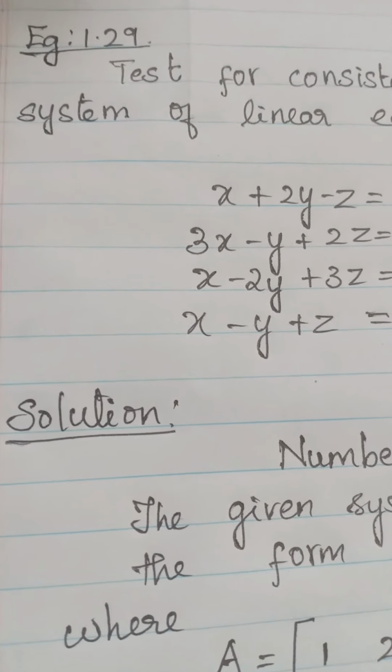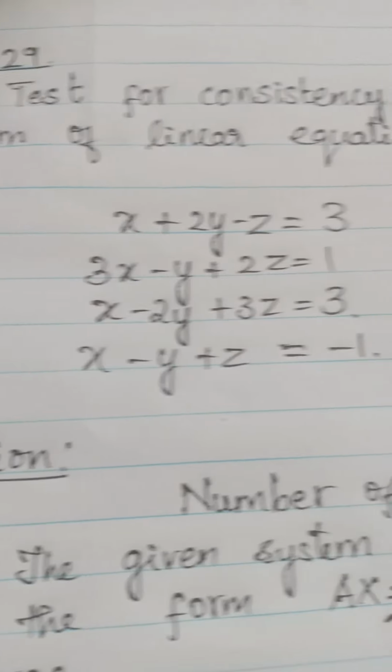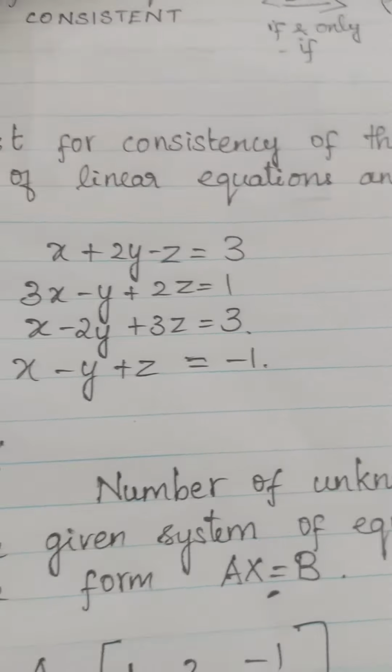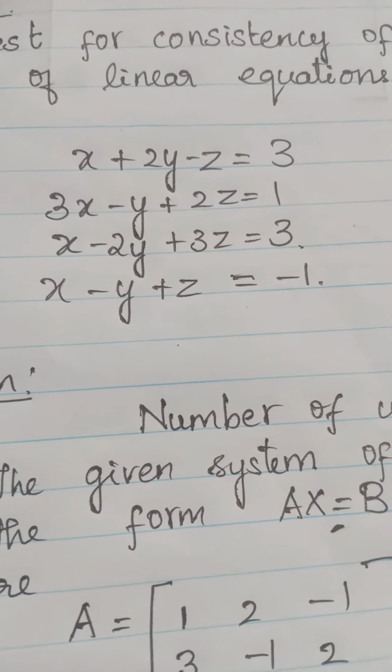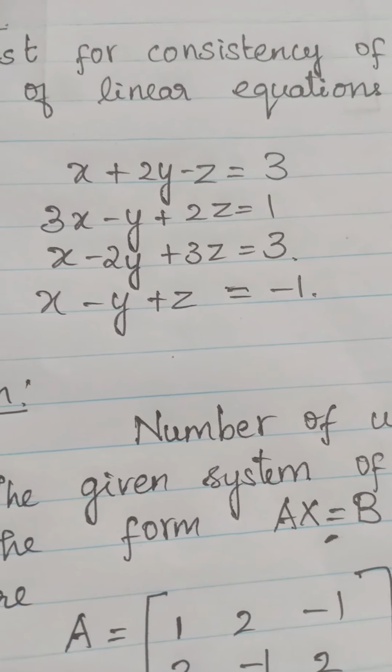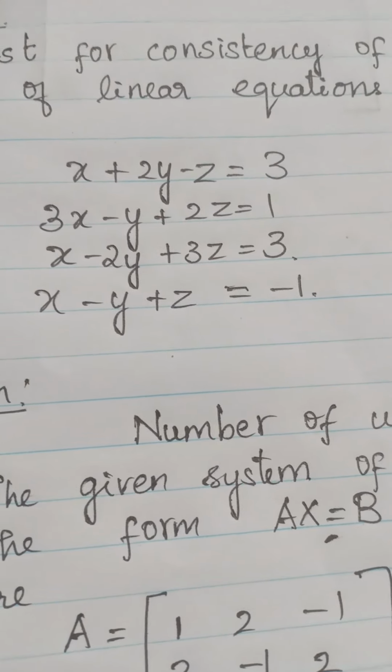Example 1.29. Test for the consistency of the following system of linear equations and if possible find the solution for x plus 2y minus z equal to 3, 3x minus y plus 2z equal to 1, x minus 2y plus 3z equal to 3, x minus y plus z equal to minus 1.